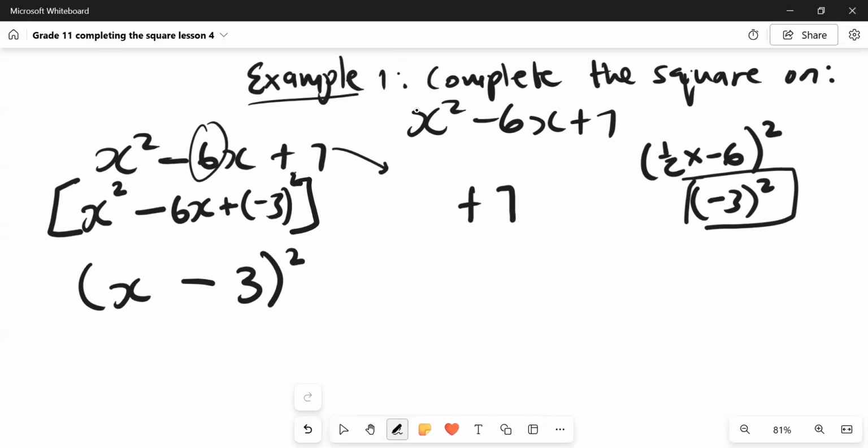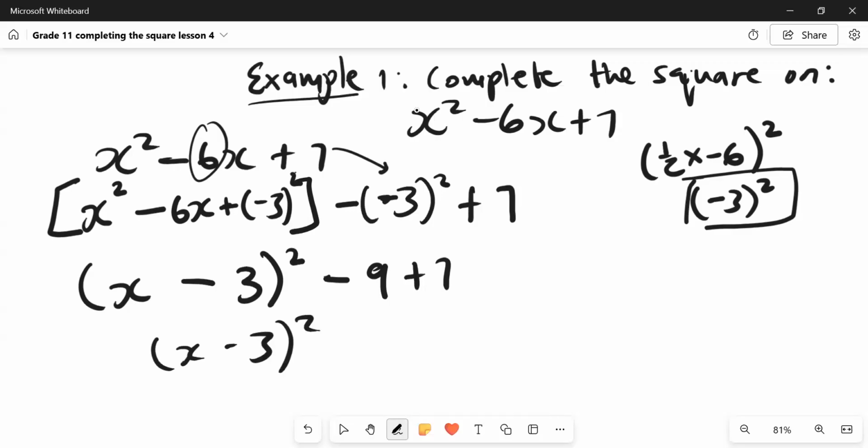But before we continue there, here we've added minus 3 squared. So which means here we have to subtract minus 3 squared. I hope we are together there. And then you'll end up with minus 9 plus 7. And then this will give us x minus 3 squared minus 2. And then this is your final answer.